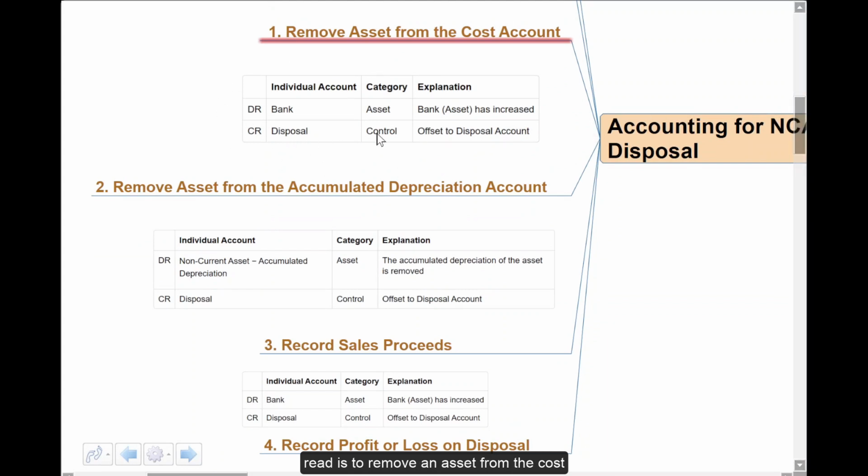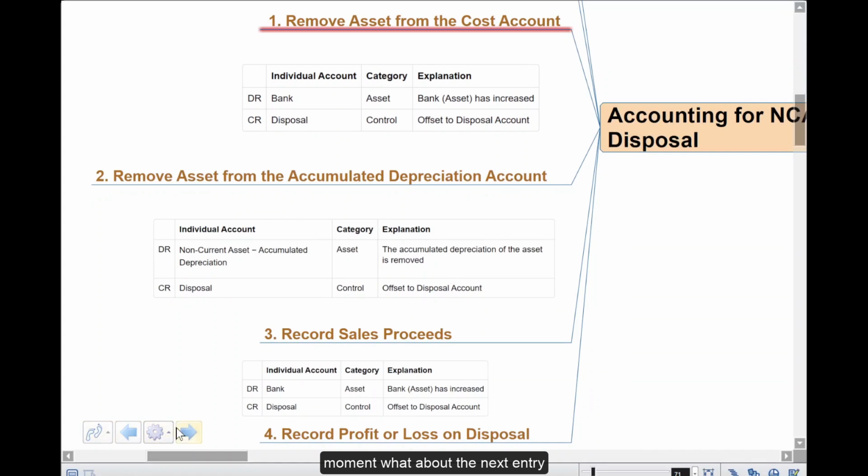What that should read is, to remove an asset from the cost account must simply be to credit the asset, or credit NCA, and debit the disposals account. Okay, that double entry should be credit asset, i.e. reduce asset, and debit disposals account. My apologies for that. I will change the mind map. So what does that do? Well, the asset's gone. It's gone from cost, and because we've removed it to the disposal account, it's in the disposal account, as we'll see in a moment.